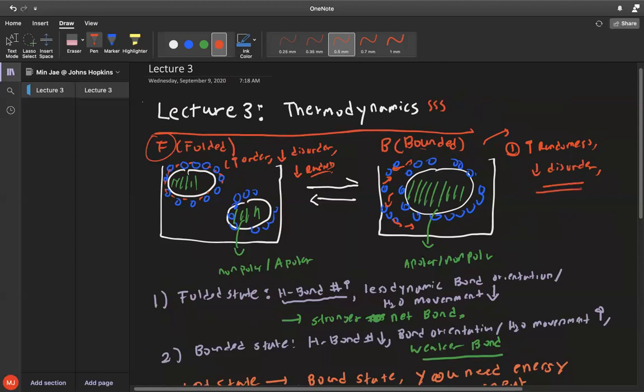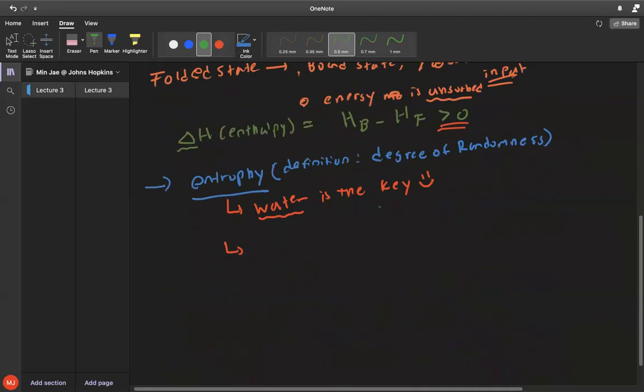So if you convert this observation into a mathematical formula, like entropy, what happens is that there is more entropy on the product side. So we note the entropy as delta S, and the same notation delta H, delta S, for the folded state.